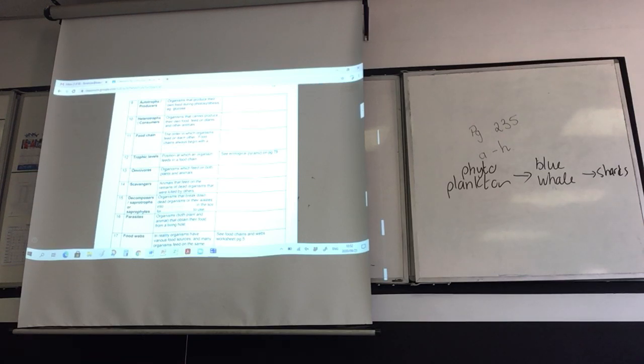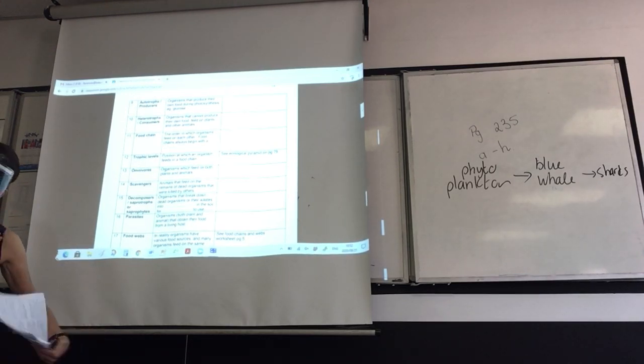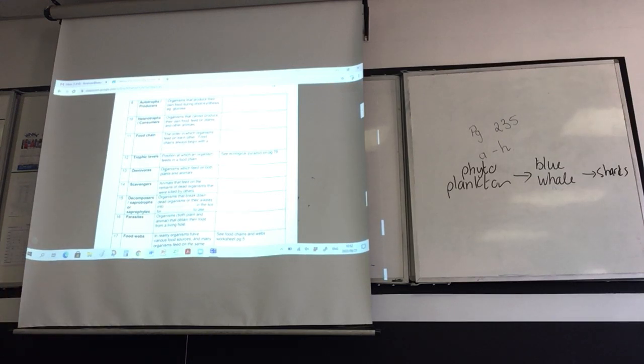Number 15, decomposers. They are organisms that break down dead organisms or their waste into what? Minerals, or we can use the word inorganic salts in the soil. And who uses those? Plants. They absorb the salts, and they make glucose, and now, because they've got salts, they can make proteins and other sugars. Okay, so decomposers, we know these already. The two main examples are bacteria and fungi.